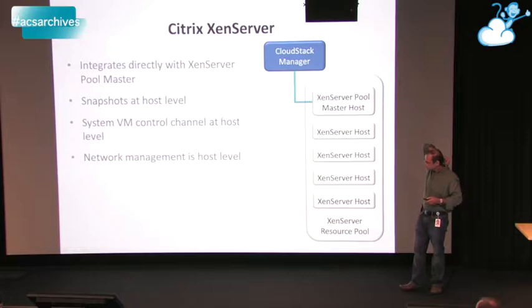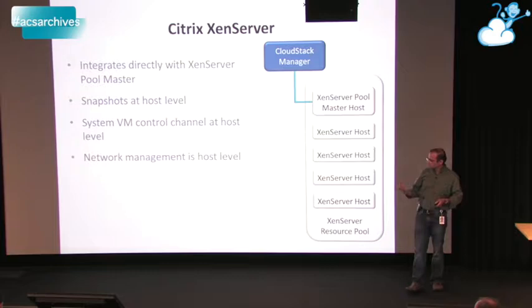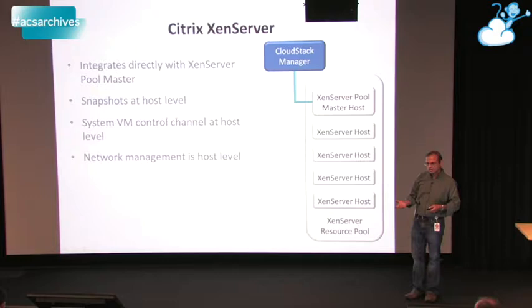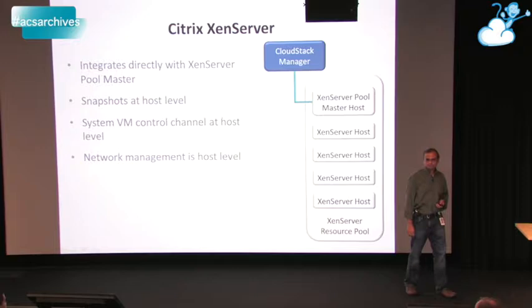This slide is talking about system VMs, and I'll come back to system VMs later on. Xen Server has a soft switch built into each of the hosts, but there's no distributed vSwitch available in Xen Server. So if you started up a VM here and here, you would have to go in and configure each switch individually, and that's what CloudStack knows to do and does.